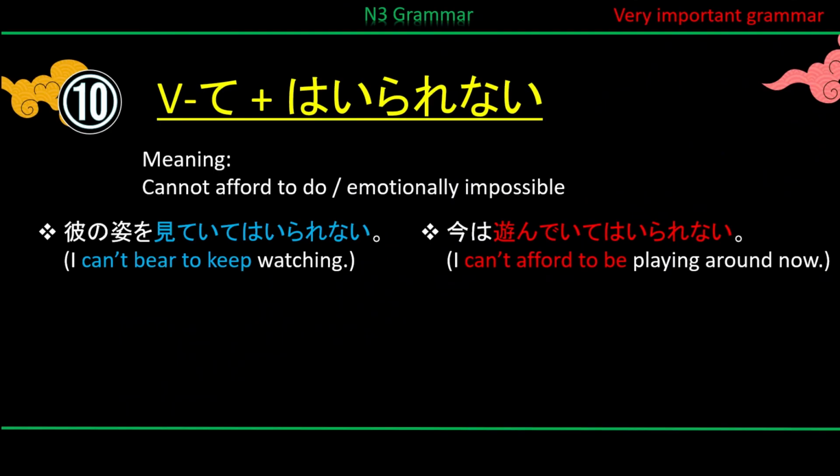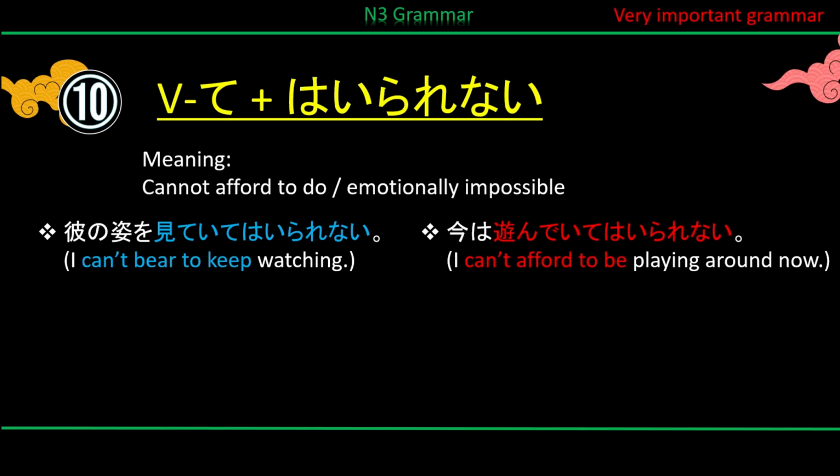Now let's look at a final grammar pattern. Verb te wa irarenai. So this expression means you cannot afford to do something. It's emotionally or situationally impossible to keep doing it. It is used when you might want to do something but the situation makes it impossible to continue. Let's look at an example. Kare no sugata o mite wa irarenai. This means I cannot keep watching him like this. The speaker is emotionally unable to continue the action.